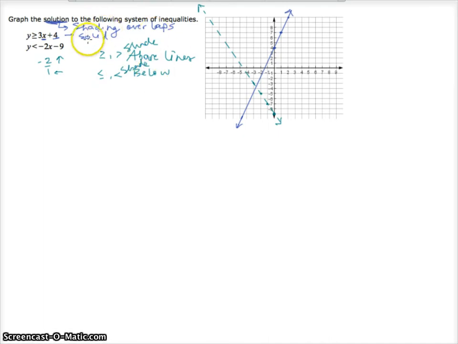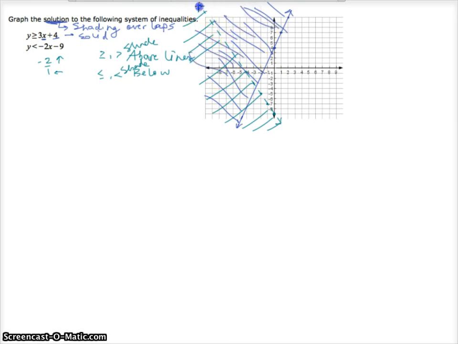Okay, so for the top one, I've got greater than or equal to, so I'm going to shade above. So for the blue line, the solid line, I'm going to shade everything above that line. For my light blue or my green line, my dashed line, I'm going to shade below the line. So my solution points are going to be in this area right here.